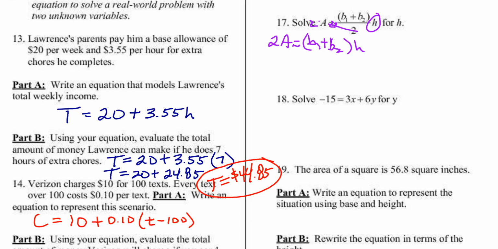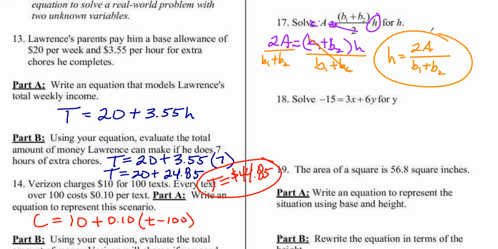So now to get rid of the b1 plus b2, that b1 plus b2 is multiplying, so we're going to divide by b1 plus b2 on both sides. Those cancel out, so my height is equal to 2a over b1 plus b2.